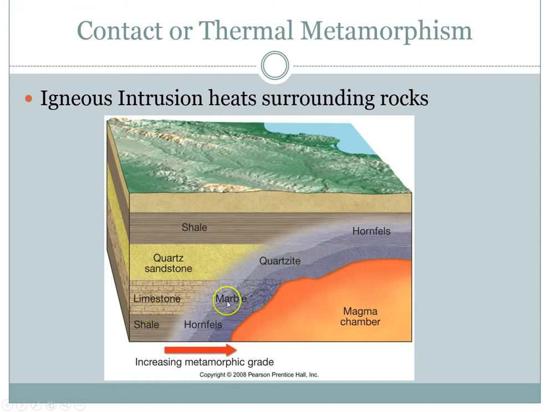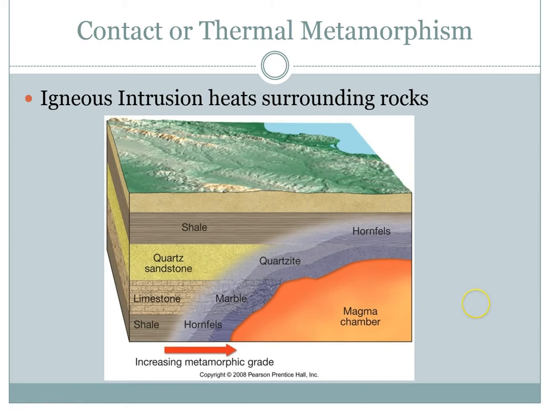When you heat up limestone, it makes a marble. When you heat up sandstone, it makes a quartzite. And shale makes a rock called hornfels. So that's another type of metamorphic rock, but it tends to be more of a catch-all term, so we don't use it too much in class.